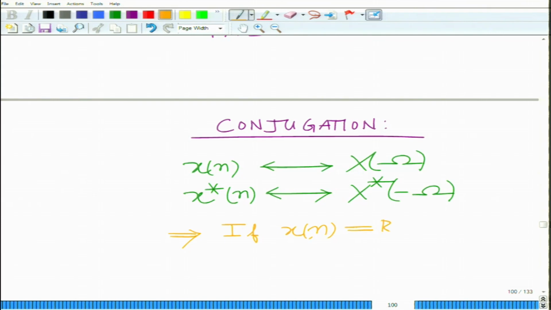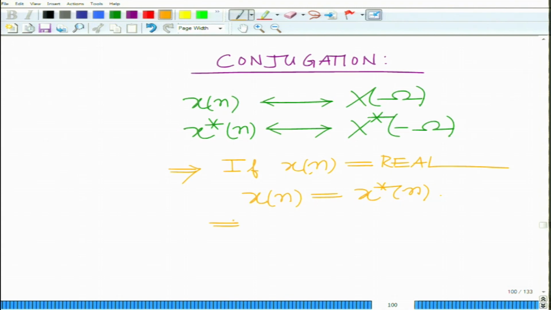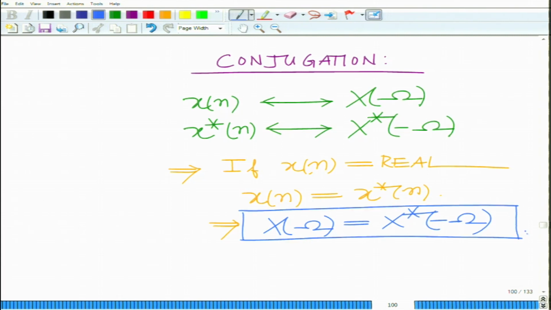if x[n] is real, then we have x[n] equals x conjugate of n, and that implies the corresponding DTFTs are equal, that is X(omega) equals X conjugate of minus omega. This is something that we have already seen before, that for a real signal, the DTFT X(omega) is basically X conjugate of minus omega. So, the magnitude spectrum is an even function of omega and the phase spectrum is an odd function of omega.